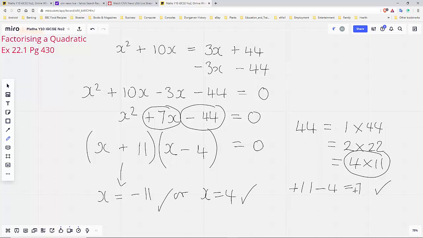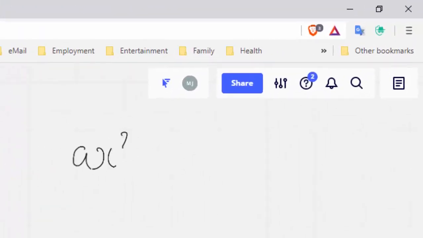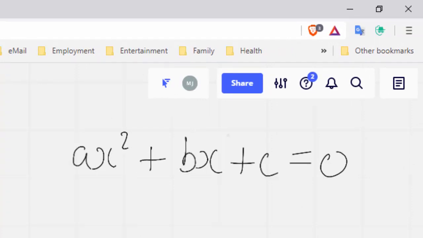So the main difference with this particular problem is I first of all had to rearrange the equation I was given to get it in the form of ax squared plus bx plus c equals 0. I had to get that format first before I could really solve it. I hope you got the same answer. If you did, well done. If not, go back over it again, try it for yourself, make sure you really understand it.